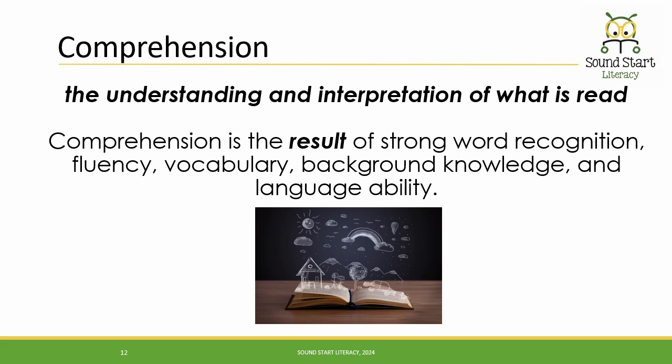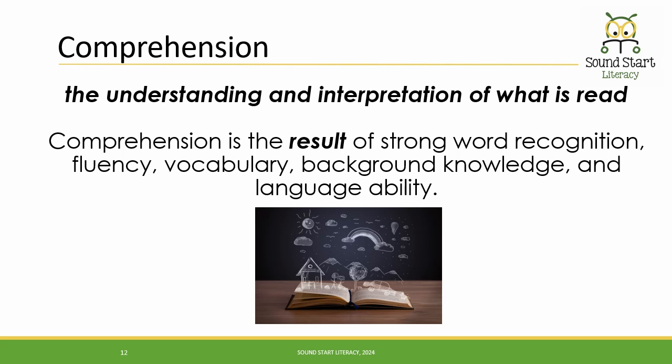And finally, we have comprehension, which is the last portion identified by the National Reading Panel report. And comprehension is the understanding and interpretation of what is read. Comprehension is different, though, than the others because it's the result of all those other skills. It's the result of strong word recognition, fluency, vocabulary, background knowledge, language ability. It's all of those other pieces.